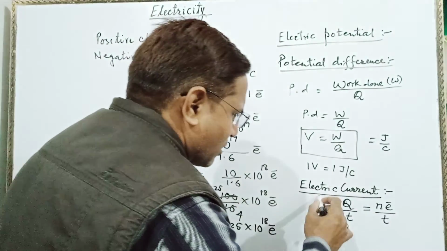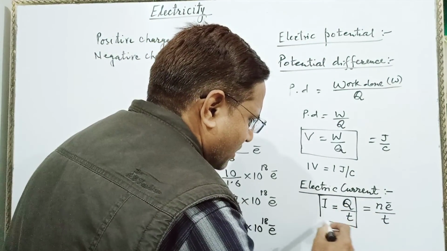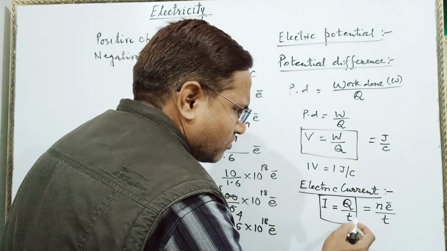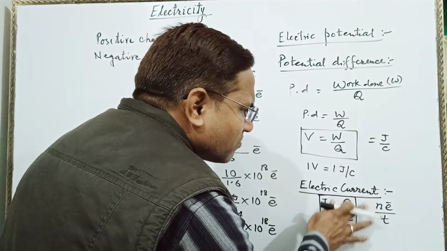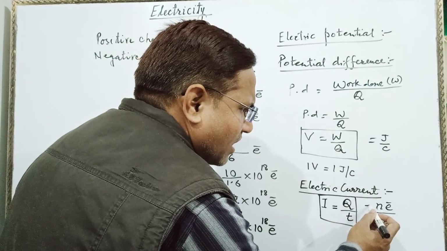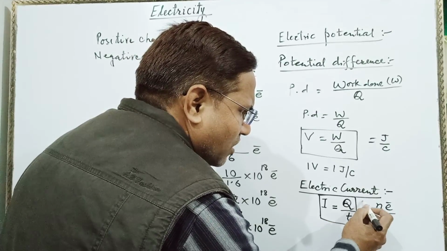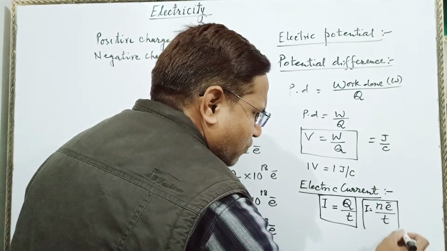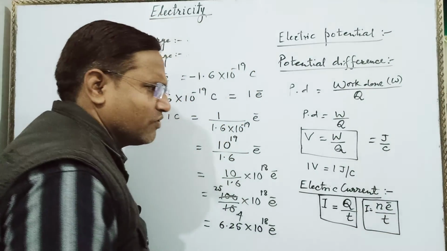So you can use either this formula if you are given direct charge and time. If you are given the number of electrons flowing and the time, then you can use this formula to find the electric current flowing.